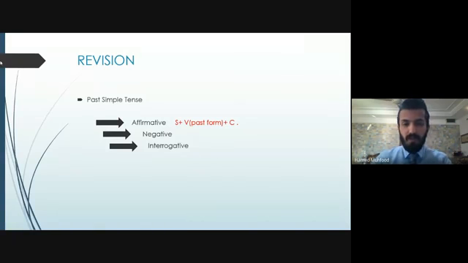So can you give me an example of an affirmative sentence in the past simple tense? Maybe this is the third or fourth time that we speak about past simple tense, that I think that you should know now very well how to form sentences using the past simple tense. So can anyone give me an example about an affirmative sentence in the past simple tense?